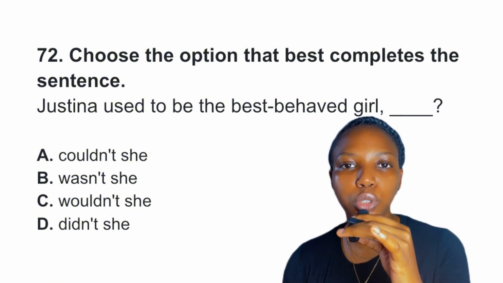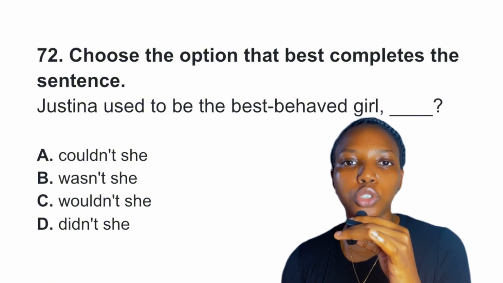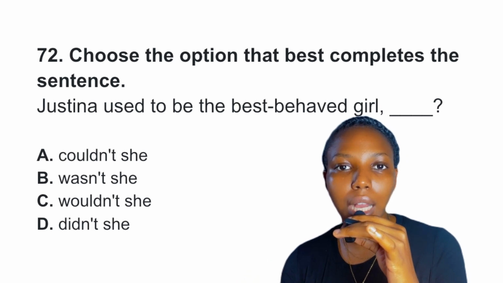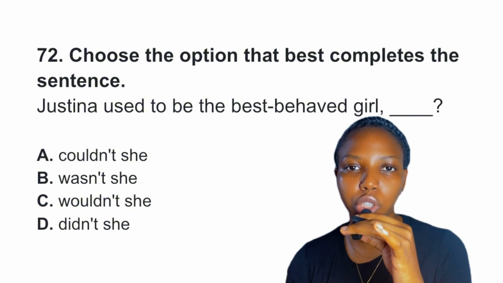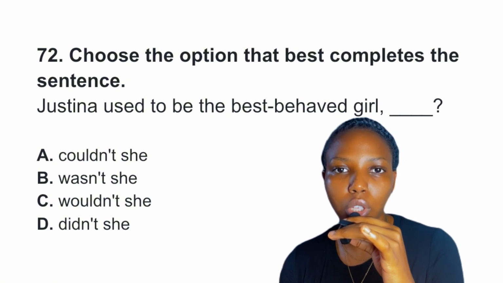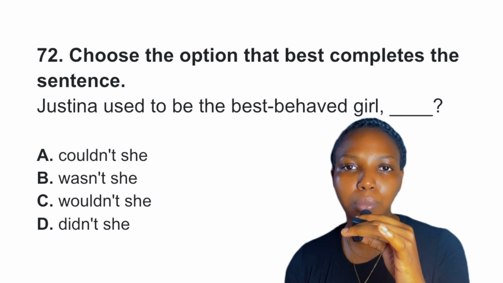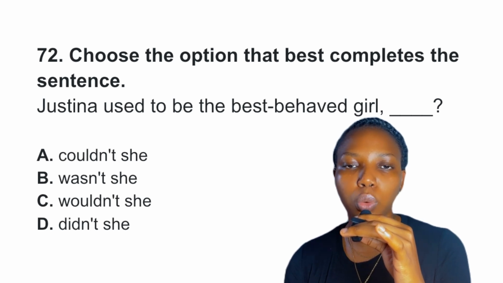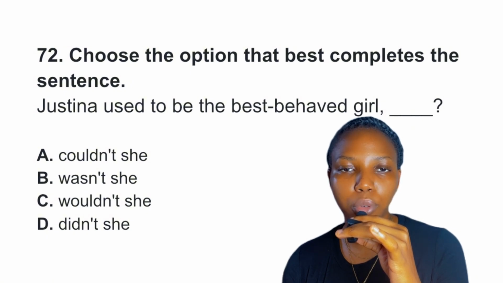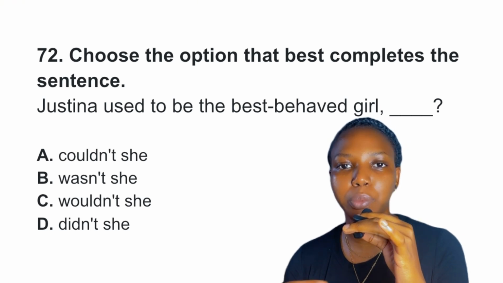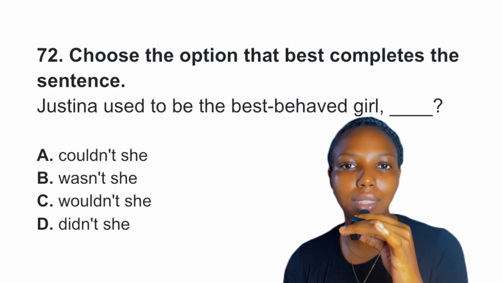The modal verb used to be here is positive. When you have a positive verb, you change it to a negative one in the tag question. When you have a negative verb, you change it to a positive one in the tag question. So here we have used to be. It's a modal verb and it means a past habitual action. It is positive, so whatever our tag will be must be a negative auxiliary verb. It is a past habitual action and it means that in the past she was the best behaved, but it no longer exists.